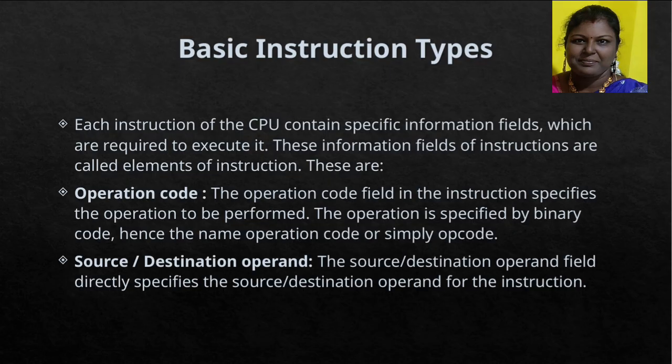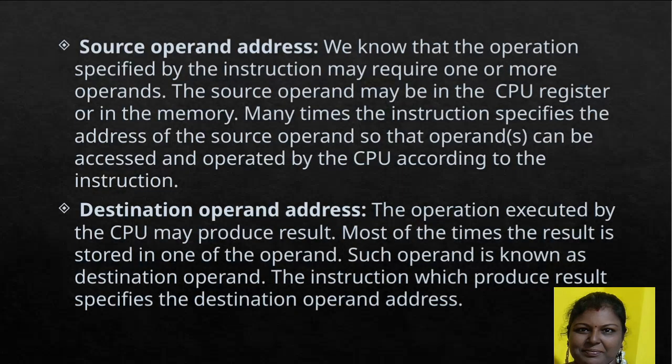When the CPU runs an instruction, it often needs data to work with. These are called operands. The source operand is where this data comes from, either a CPU register or memory. Sometimes, the instruction points directly to the address of this source operand, so the CPU knows exactly where to find it. After the operation, the result usually has to go somewhere. That's the destination operand. The instruction tells the CPU where to store this result, specifying the destination address.